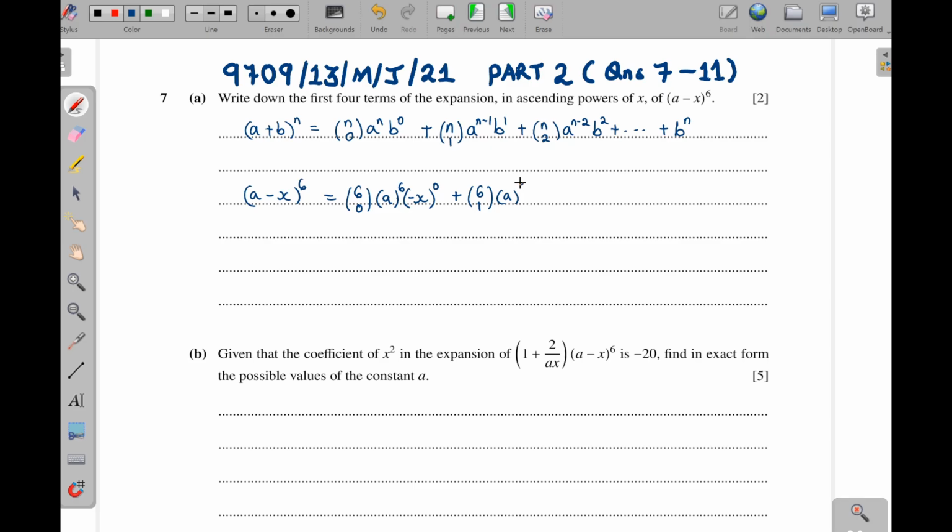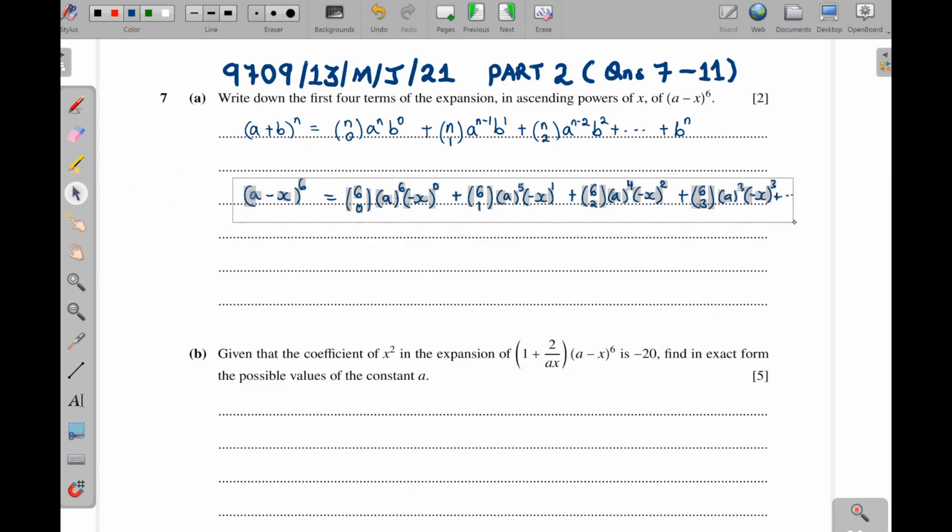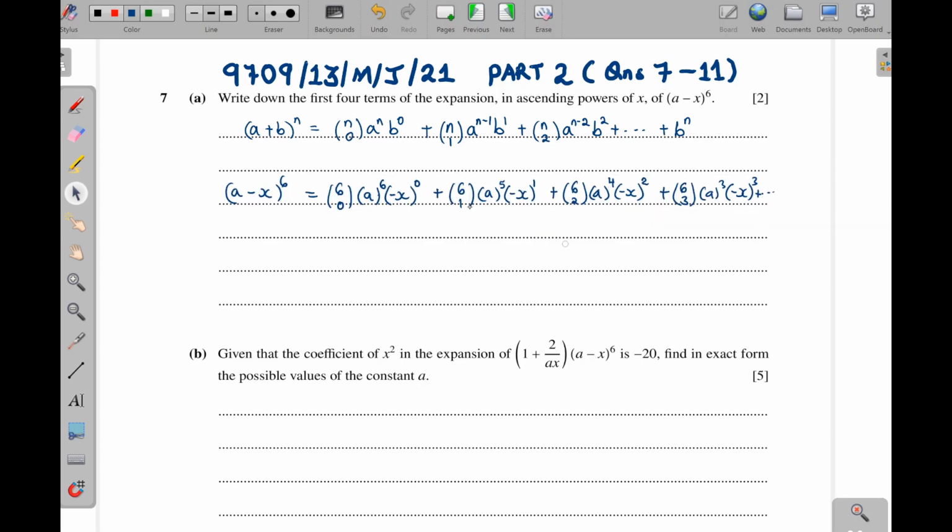Then we have a power 5. Remember, it keeps on reducing. Then this one is power 1, 6 combination 2, then a to the power of 4, and then minus x to the power of, this will be 2. Remember, when you add these powers, you get the n that is given. Then plus 6 combination 3, then a to the power of 3, and then negative x to the power of 3, and many other terms. But I will stop there because they said we do the first 4 terms.